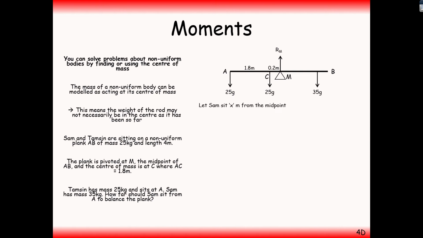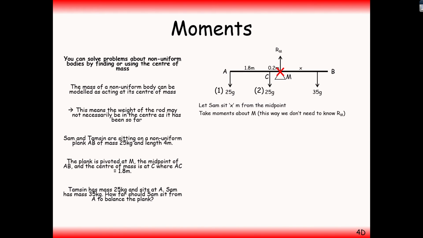Okay, so we're going to call the distance x from M to where Sam sits, and then we're going to take some moments, but if we're clever about where we take moments from, we can greatly simplify our calculations. We can greatly reduce the work we've got to do. So what we're going to do, we're going to take moments about M, because, as we've seen in a previous example, the normal reaction force goes through that pivot point of M, and so we're going to get a moment of 0, and our Rm is not going to appear in the calculation. So we're going to take moments about there.